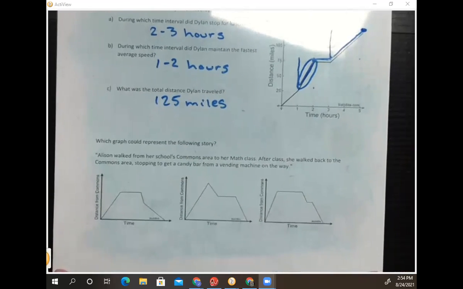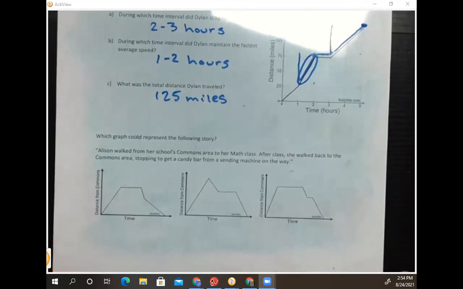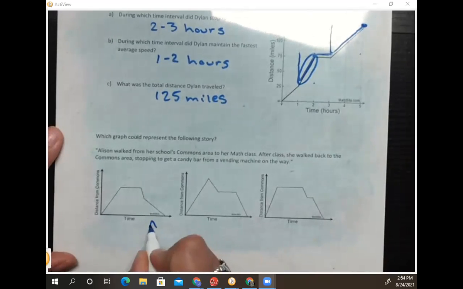I've got one more problem for you. This is sort of a reverse of the first one on this extra set. So this time, instead of one graph and you pick the scenario, I've given you a scenario and I want you to pick the graph that best fits this. So here's our scenario. It says Allison walked from her school's common area to her math class. After class, she walked back to the commons area, stopping to get a candy bar from a vending machine on the way. Which of these graphs best models the scenario that we've got here?